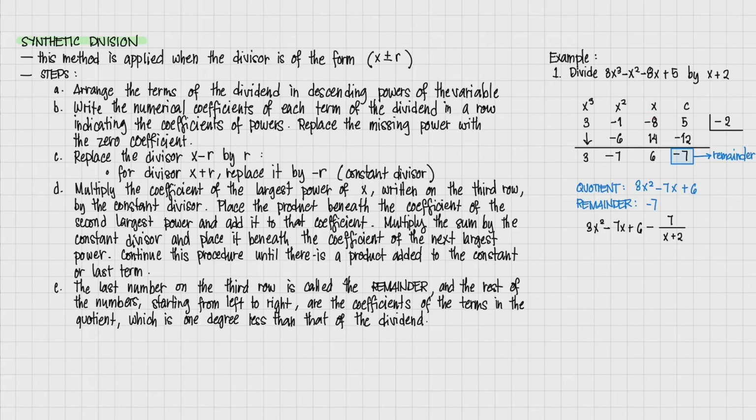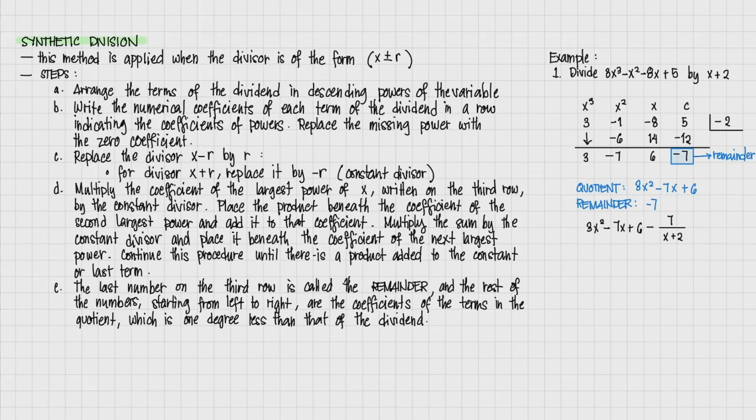Tapos, ano yung sabi? Letter c, replace the divisor x minus r by r. So, kapag x minus r, magiging positive na yung r natin. If our divisor is x plus 3 or x plus r rather, we're going to replace it by negative r. In our example, this is positive. So our divisor will become negative 2. Instead of positive 2, it would become negative 2.